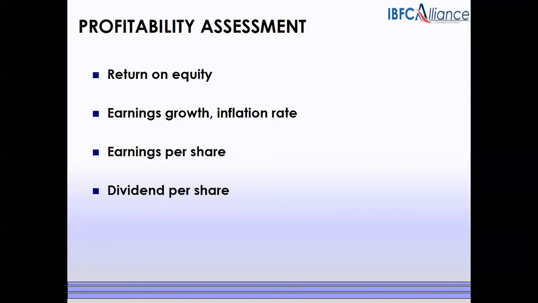So these are very, very important profitability assessments. Return on equity, the rate at which the profit is growing, the profit per share. Like I said earlier on, earnings is the same as profit. And then dividend is what is actually paid out. That's the one you get a credit alert in respect of.